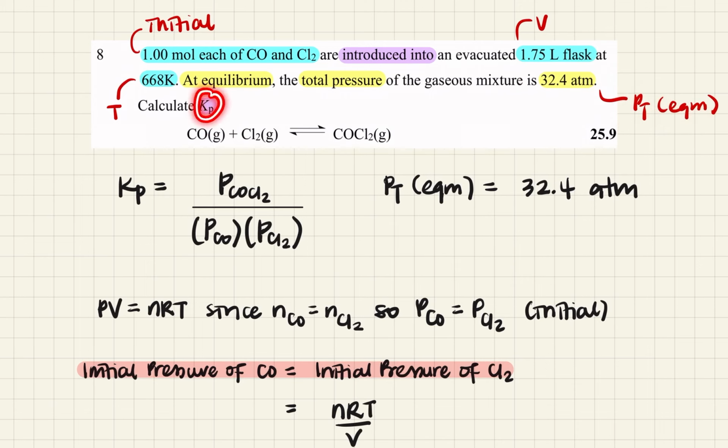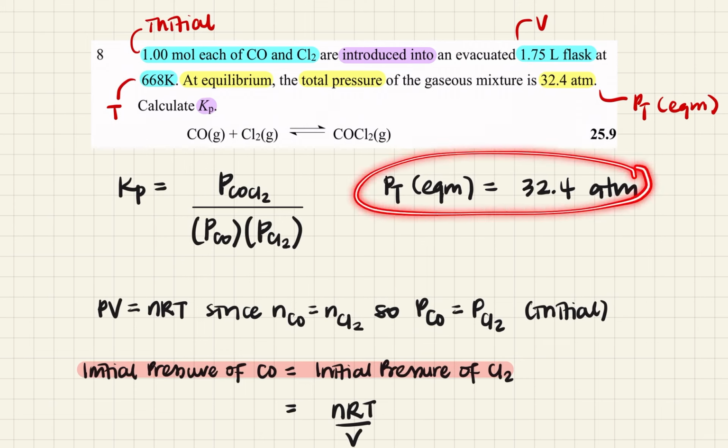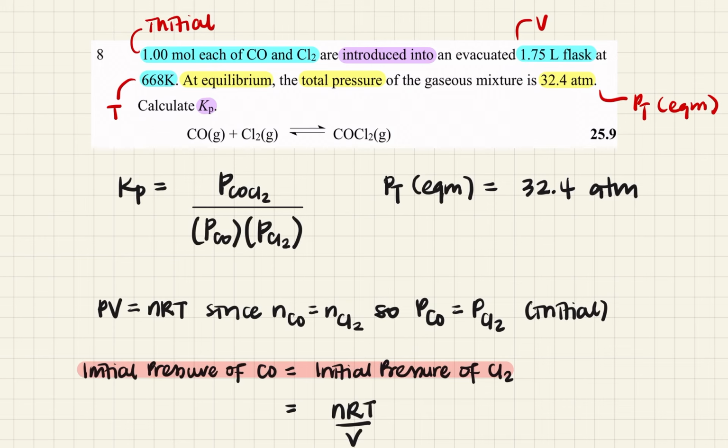So calculate Kp. Whatever the case, you will always write out the expression for Kp first. Okay, so this is the expression for Kp. Make sure that it is correct. Check your stoichiometry. Alright, and then you have the total pressure at equilibrium. If you are given this, you can use the ICE table to find the partial pressure of each of these gases and then add them up together to get your total pressure.